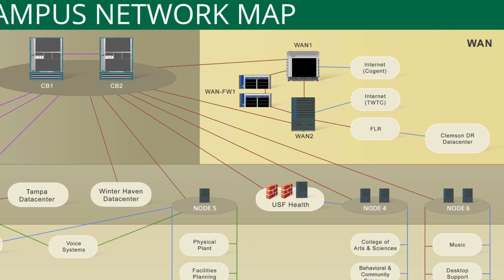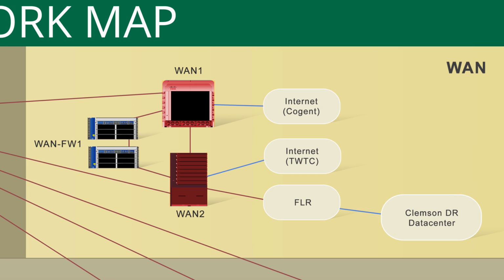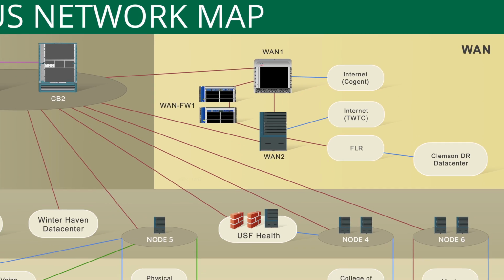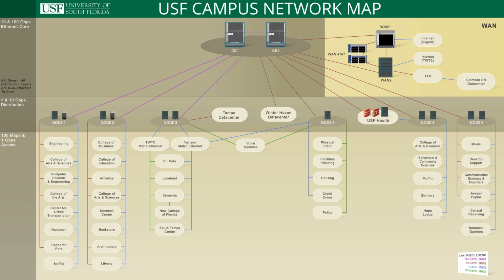Looking again at the high-level network diagram, you can see that there are a pair of WAN routers connected to the backbone switches. These devices, WAN 1 and WAN 2, provide wide area connectivity to USF's internet service providers. WAN 1 is a Cisco ASR 9006 and WAN 2 is a Cisco 7600. USF obtains internet connectivity through Cogent, Time Warner Telecom, and Florida Lambda Rail. These links are delivered to USF as Ethernet connections over single-mode fiber. This is the same kind of Ethernet we've used everywhere along the path from our example desktop.